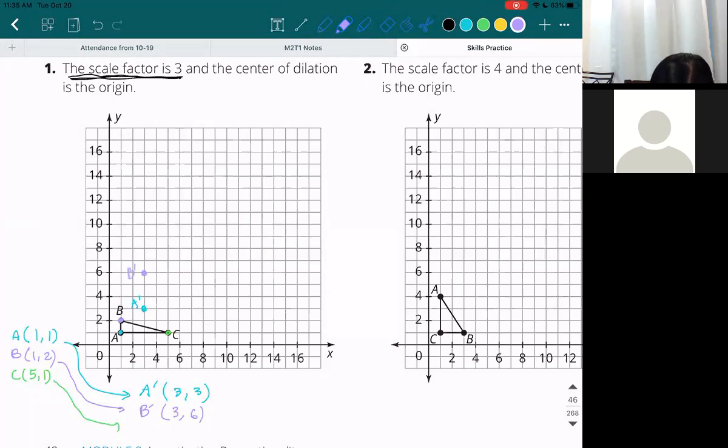That's B prime. All right, now to plot C prime. So we have a 5, 1. So what's 5 times 3? 15 and then 1 times 3, 3. Good. So now you plot that. So this is C prime.